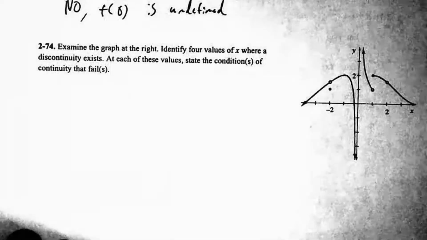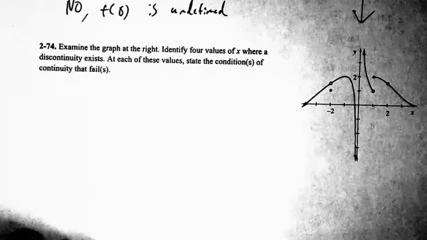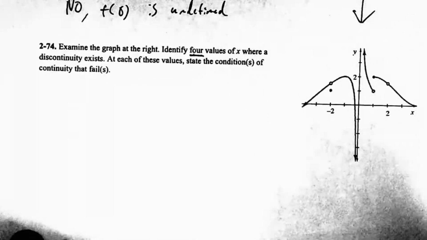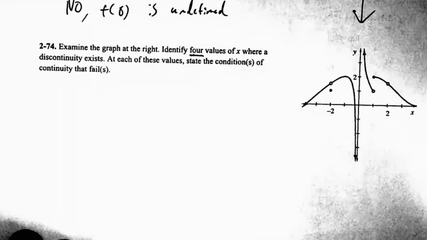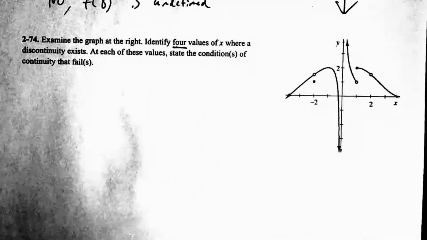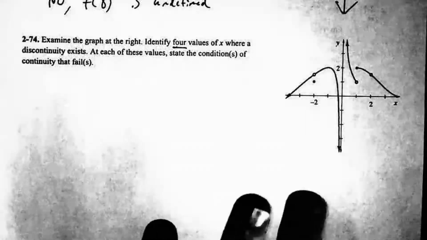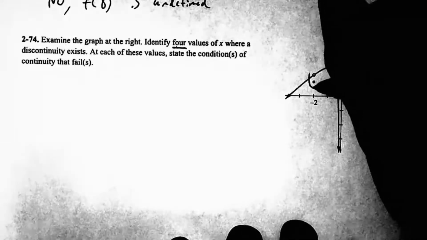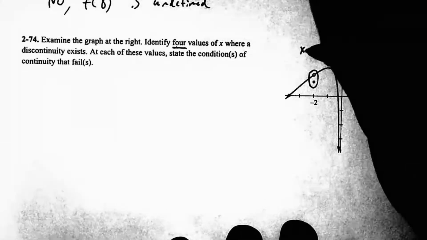So here we're looking at the graph to the right, and we're identifying 4 values where there's a discontinuity. That part is easy, right? And for each of these values, state the condition of continuity that fails. So first, just visually, where are we breaking continuity? We should all be able to get this, right? So we're breaking continuity here at x equals negative 2.